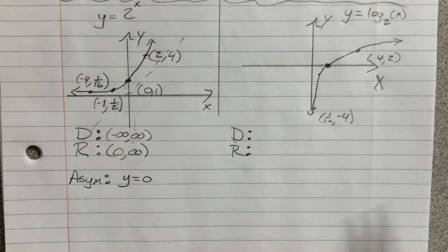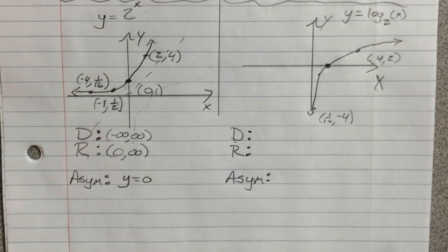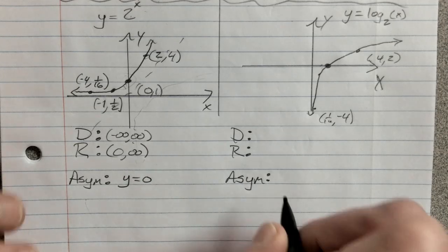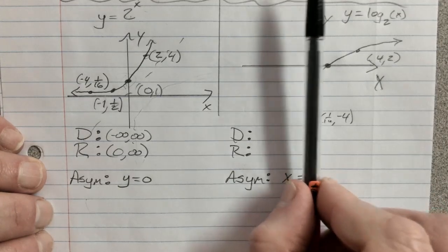Danica is absolutely correct. When we talk about inverses, it switches our x's and our y's. So x equals 0. Okay, good, the asymptote now is x equals 0. Good job.